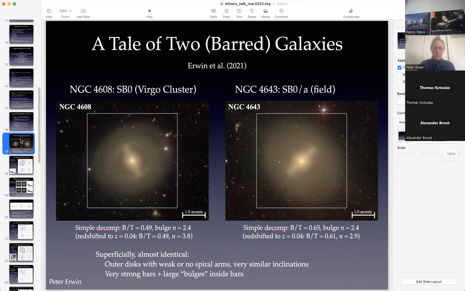Okay, so NGC 4608, a barred S0 in the Virgo cluster, inclination between about 35 and 40 degrees, really strong bar, round center. So naively, you would say, okay, there's a big bulge in this galaxy. And the other one is a field barred S0, similar inclination, similar strong bar, similar round center. If you do what I would call a naive bulge-disk decomposition, just an exponential disk plus a Sersic bulge, then these are very bulge-dominant galaxies, bulge-to-total of 0.49 or 0.65. So you would say, yeah, okay, very bulge-dominated galaxies.